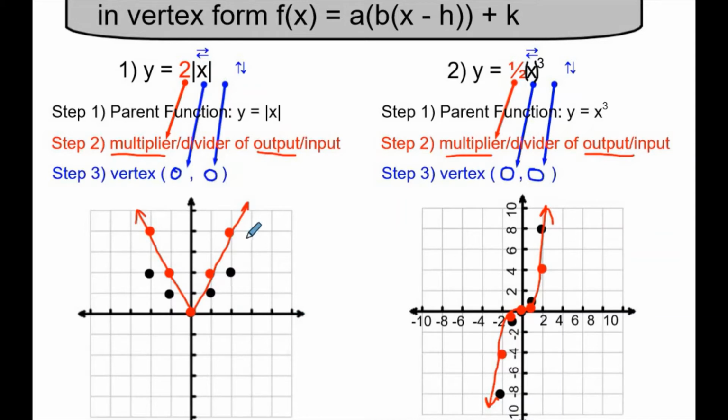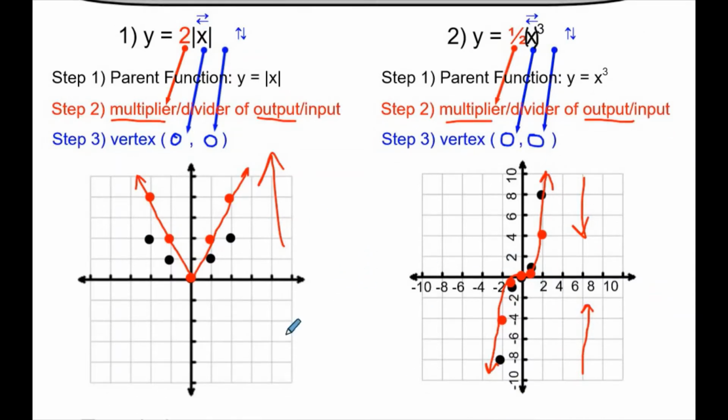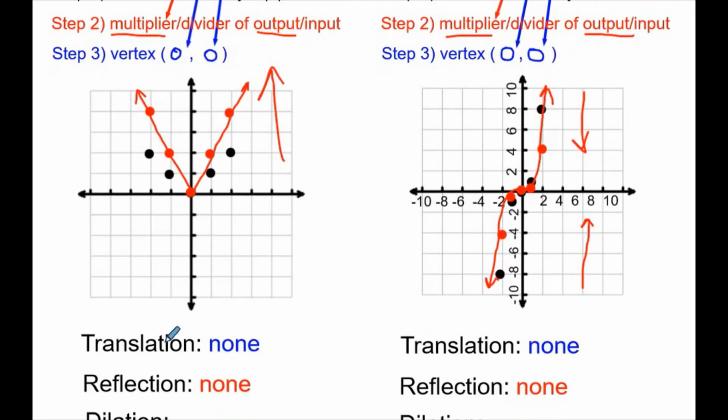So when it has been made larger, like in this case, we multiply by 2, the graph has gotten larger. That is called a stretch. But in this case, it has been made smaller going towards this axis, and that is called a compression. Specifically, those are both vertical. So translation, both of them had none. Reflection, neither one of them had a reflection.